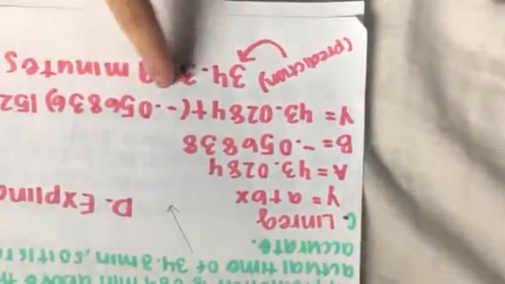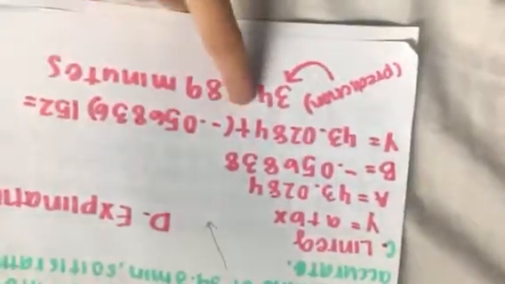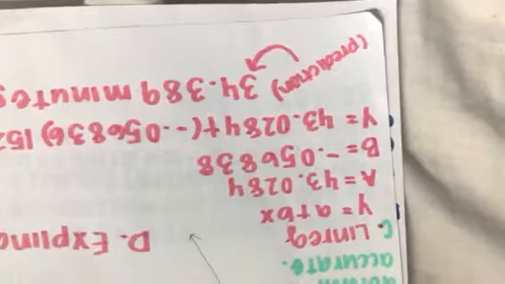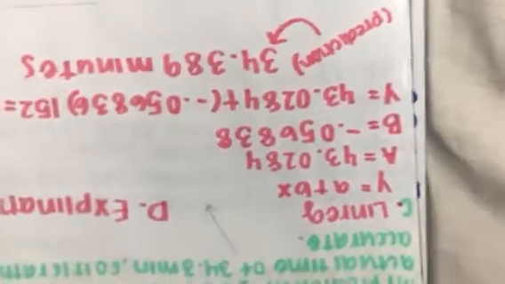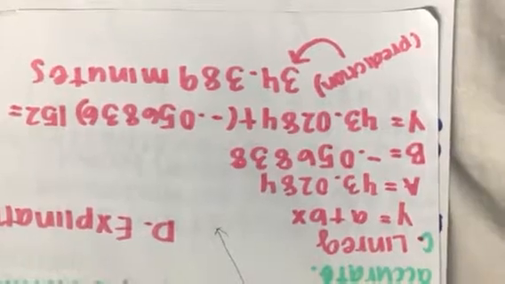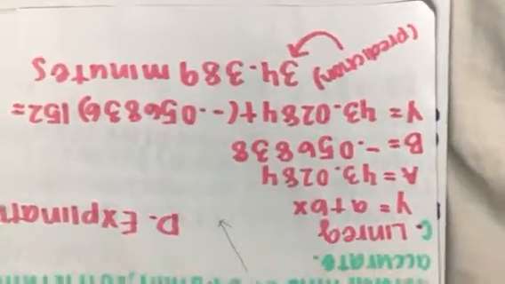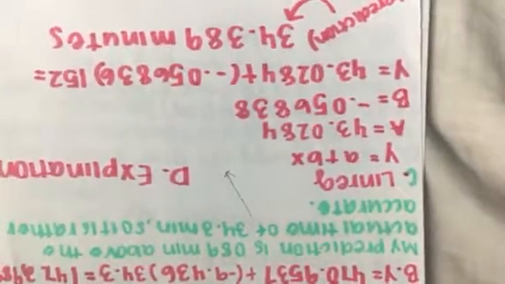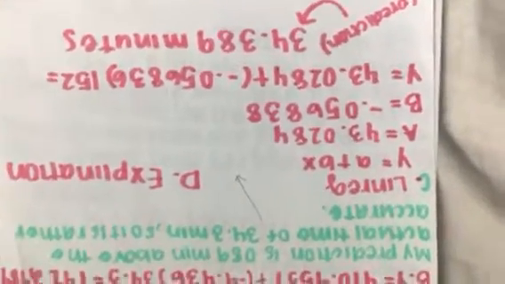So it's 43.02, and then plus the negative 0.56836 times the 152, which, as you can see, was the pulse rate that they gave us. And then once you do that, you get 34.389. So now we know that the actual is 34.3, which is even closer. So my prediction is 0.89 minutes above the actual time of 34.3 minutes. So it is rather accurate.